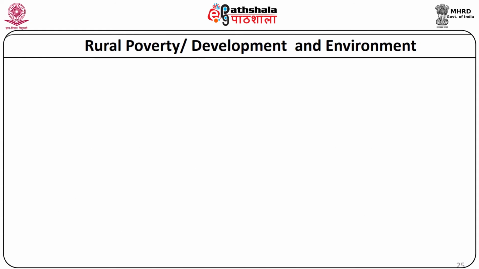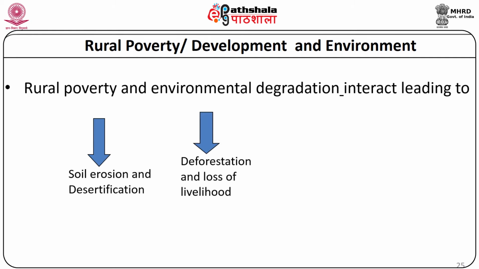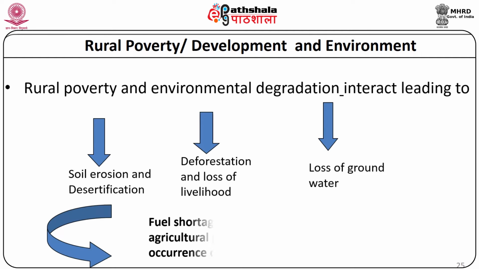Rural poverty, development, and environment. Rural poverty and the modern categories will interact, leading to soil erosion and deforestation. Once there is soil erosion and deforestation, the environmental problems increase: loss of livelihood, loss of groundwater, fuel shortages, lower agricultural productivity, and occurrence of natural disasters. So rural poverty and development are interlinked.